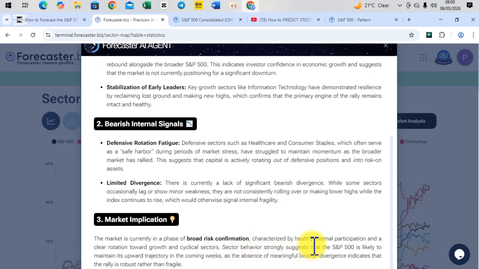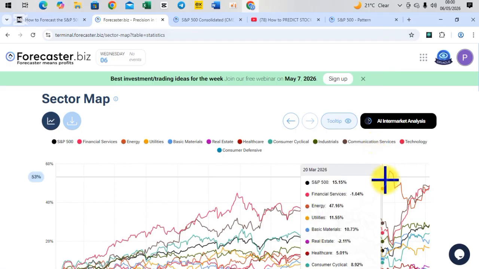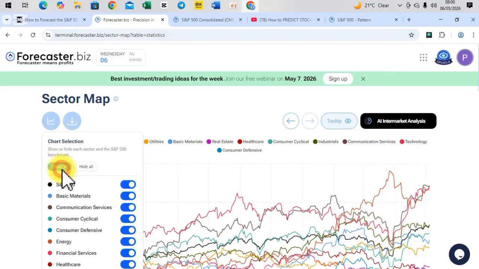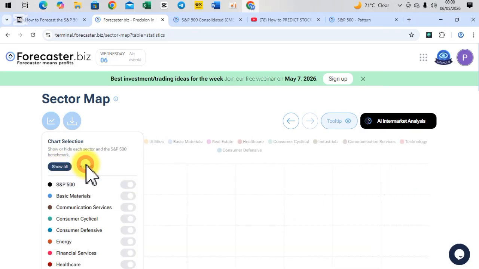Sector behavior strongly suggests that the S&P 500 is likely to maintain its upward trajectory in the coming weeks, as the absence of meaningful bearish divergence indicates that the rally is robust rather than fragile. So currently it is bullish, but this may not last long according to my thinking when we are spotting the S&P 500 crash.